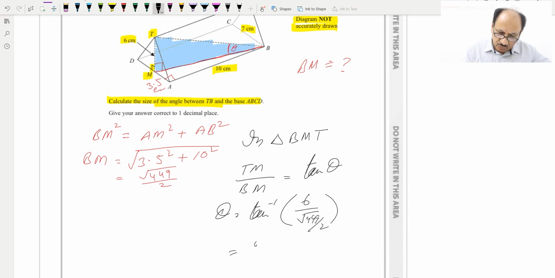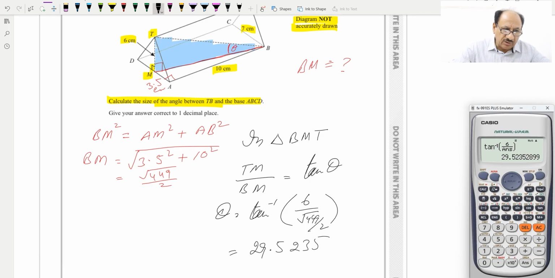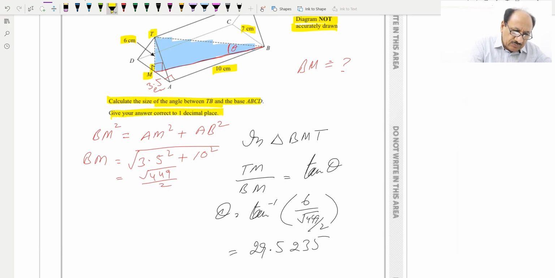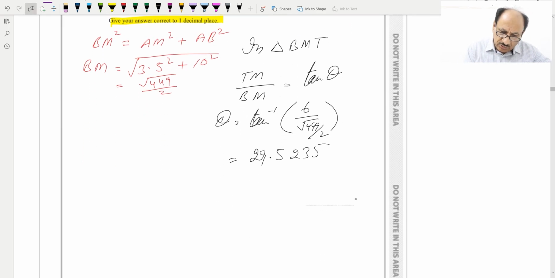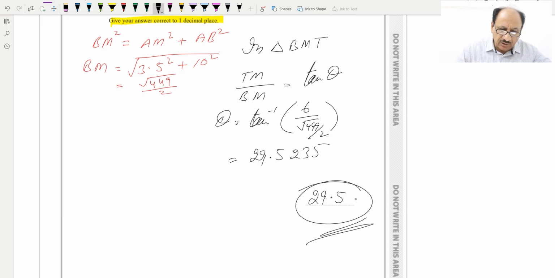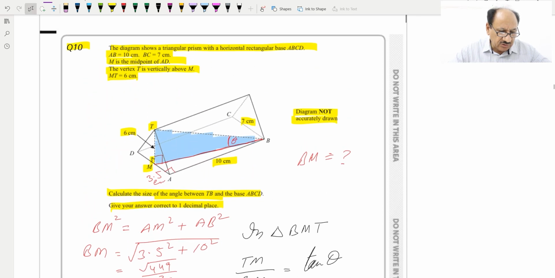29.5235, this is our accurate answer. But they are saying give your answer to one decimal place, so the answer to one decimal place will be 29.5 degrees. This will be our final answer for this question. Hopefully you understood this. This was also a little tricky. You need to understand the three-dimensional drawing properly so that you can answer the questions.